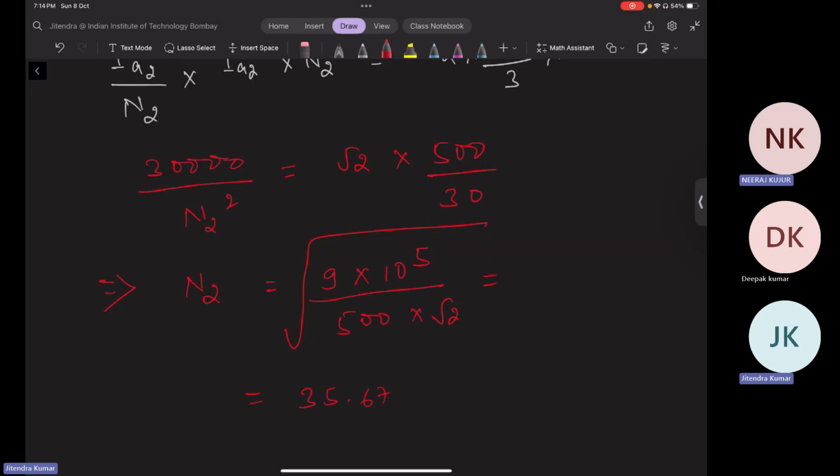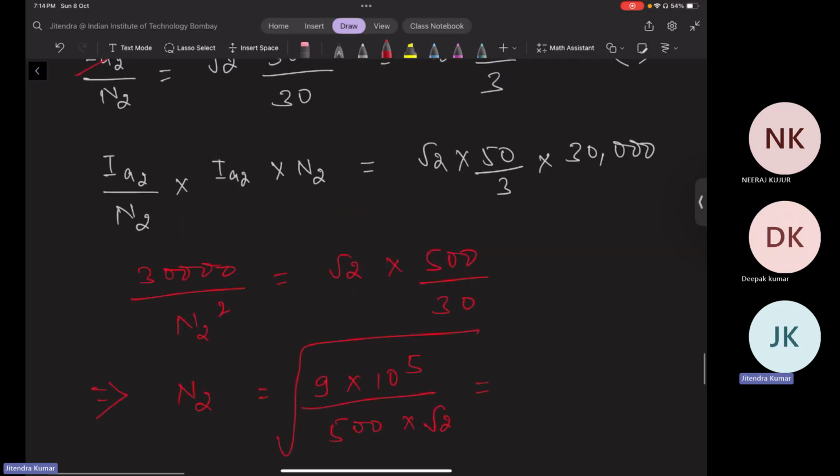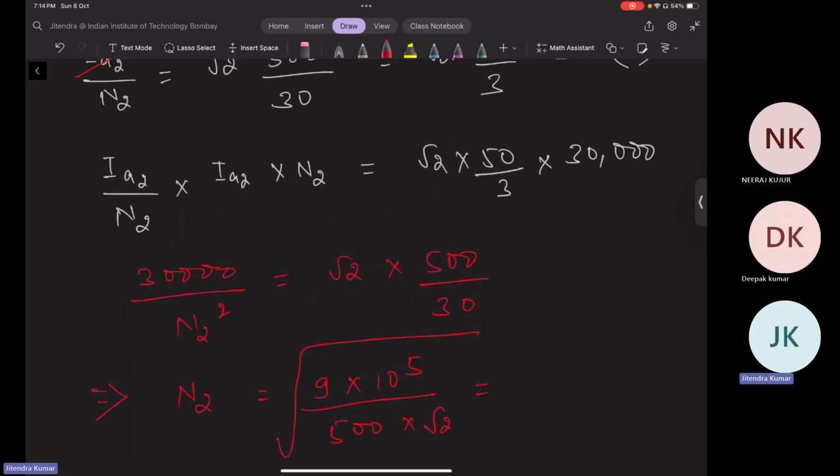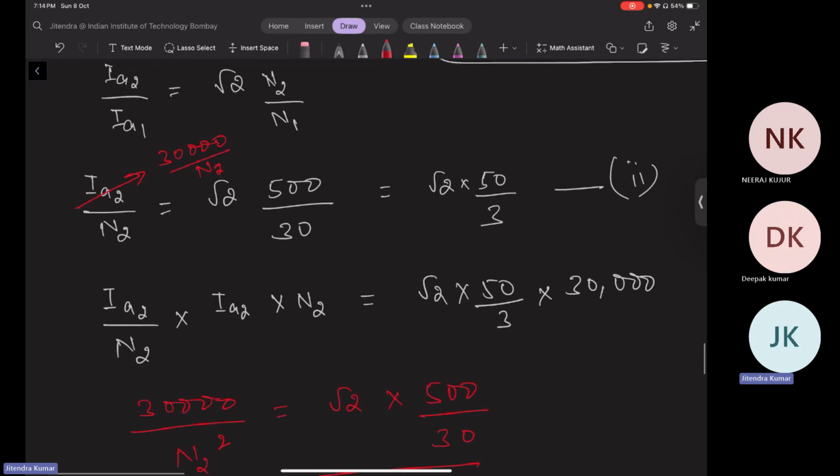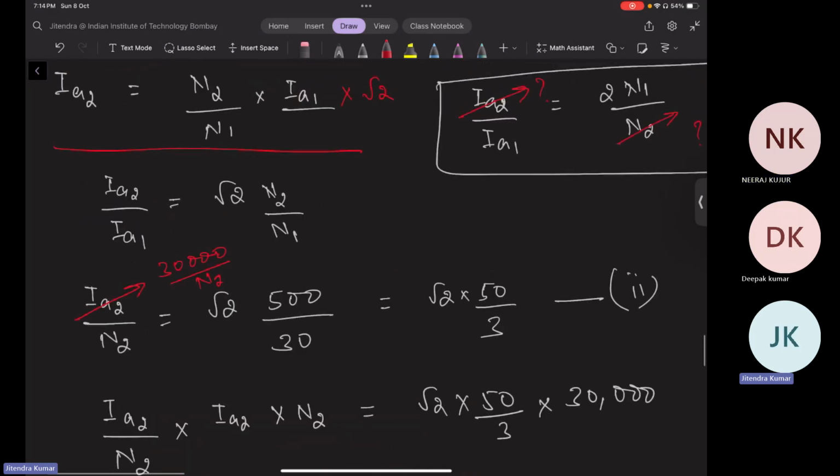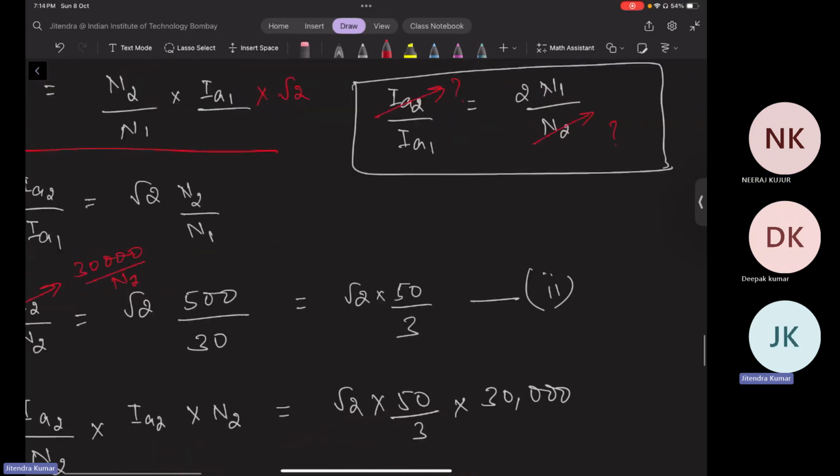That is very low. So have we made some mistake? Did we substitute here correctly? IA2 N2 was 30,000.